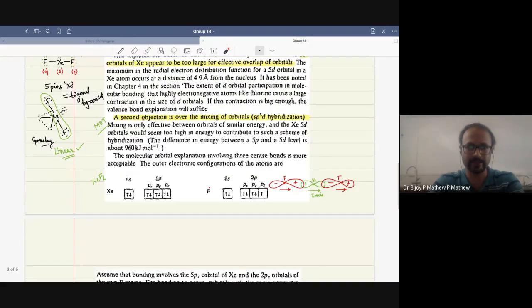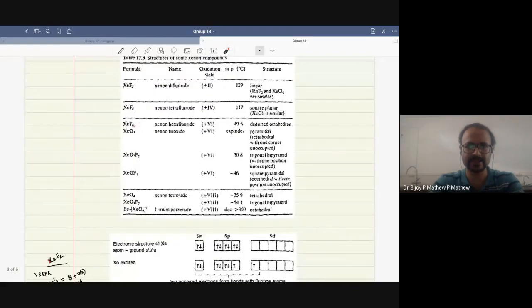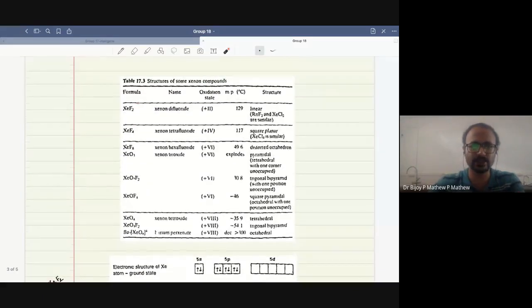Just for your memory, I started discussing group 18, and I told you that xenon is reactive, and it forms different compounds with fluorine as well as with oxygen. So you have these many compounds known. In your syllabus, you basically have to look into the structure of oxides and fluorides of xenon. Whatever oxides and fluorides of xenon are formed, you have to find their corresponding structures.